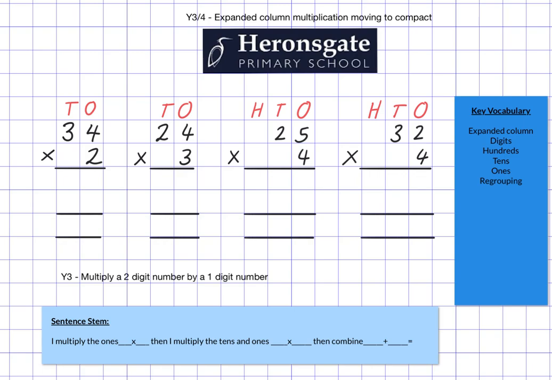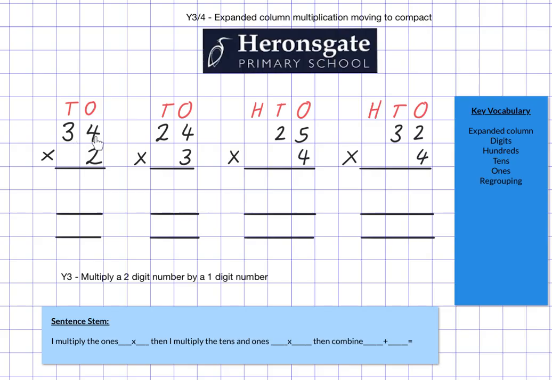After the children have learned informal strategies for multiplication, they move towards the formal strategies in which they use the column to help them to multiply. In year 3, they start with the column expanded to show all the steps, and then they quickly move on to compact. And then in year 4, they continue to use compact column multiplication to help them to answer multiplication questions with bigger numbers.